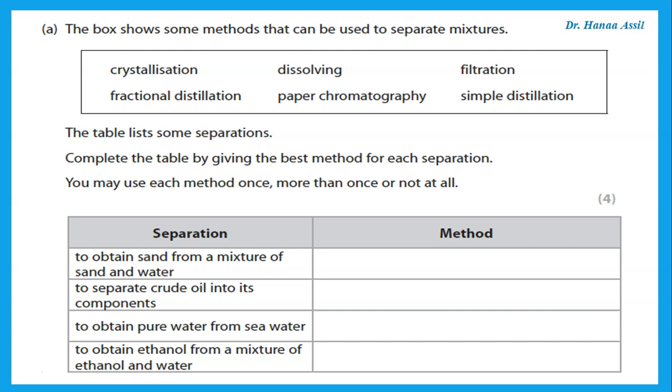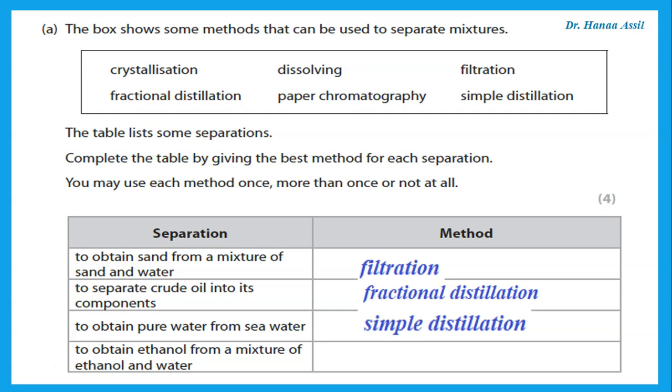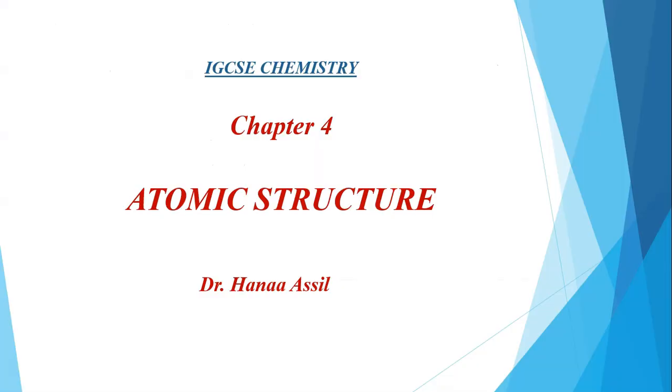Another type of question: if he's given you all the options and he's asking which of these methods you use to obtain sand from sand and water. Sand does not dissolve in water, so I have sand that is insoluble, I can do filtration. To separate crude oil, you should remember crude oil is petroleum, it's actually a mixture of liquids, and we said to separate a mixture of liquids, fractional distillation. To obtain pure water from seawater, we said if I have a mixture and I want the water, simple distillation. To obtain ethanol from a mixture of ethanol and water, again ethanol and water are a mixture of liquids, fractional distillation. Good.